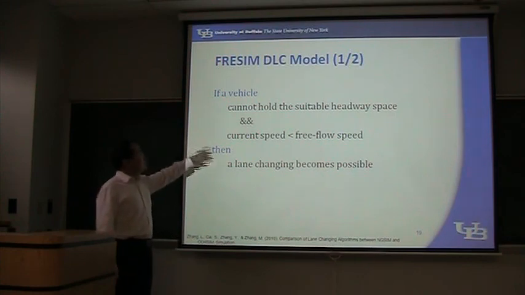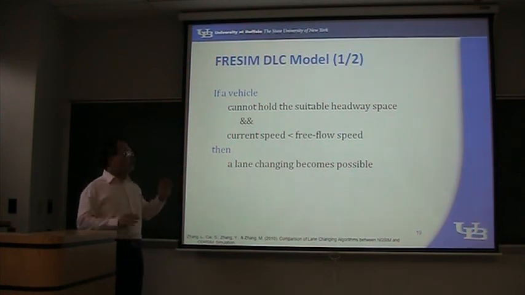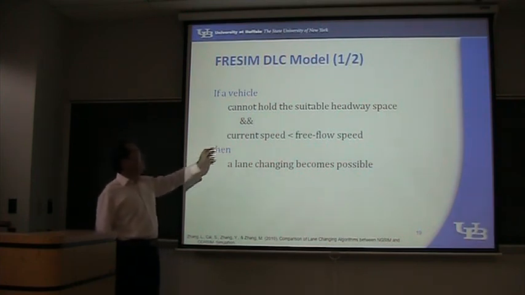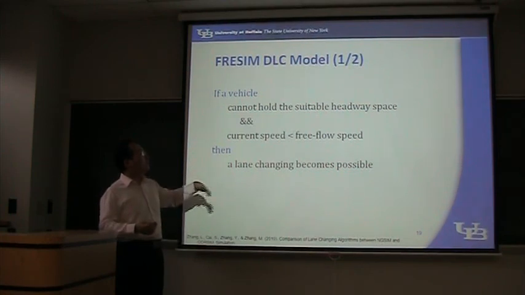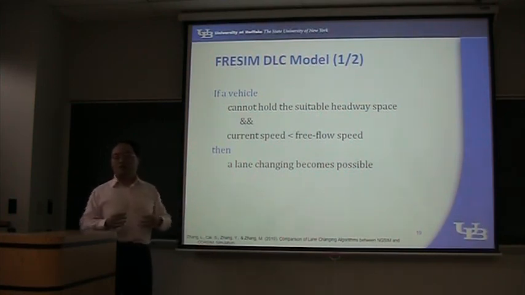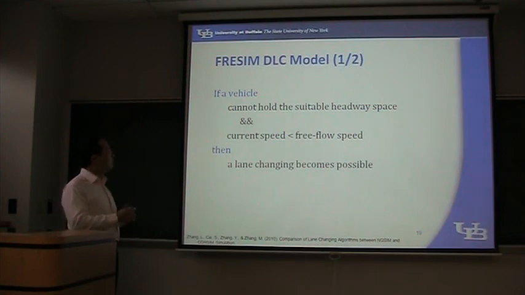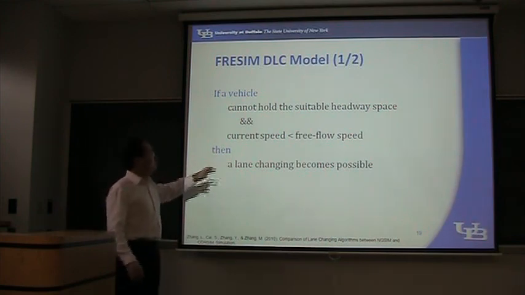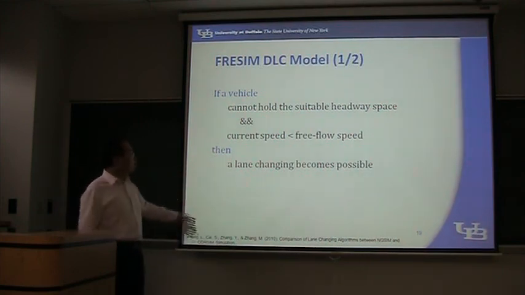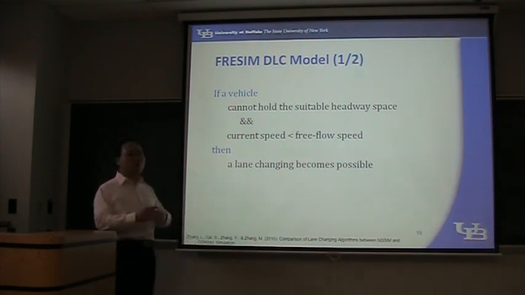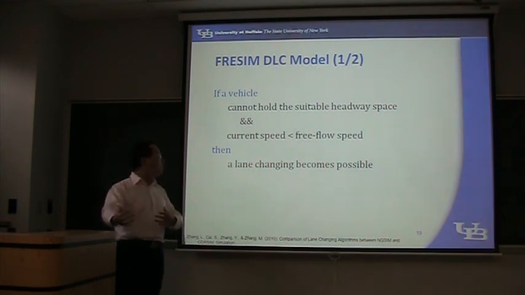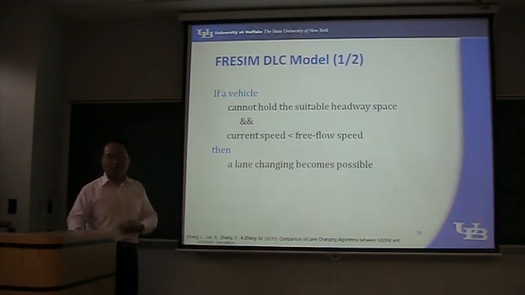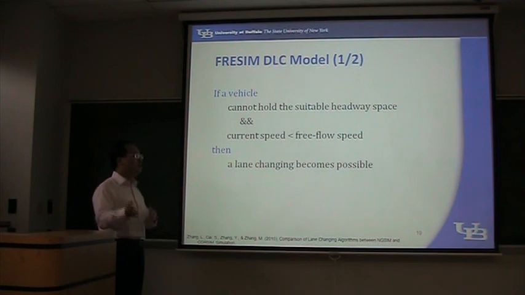It has two parts. The first part is the necessary conditions for lane changing. So if a vehicle cannot hold a suitable headway space, where the suitable headway space is defined in the car following model, and the current speed is less than the free flow speed, then the vehicle has the potential to make a lane change. So the headway is not enough, and the speed is less than the free flow speed, then I probably will make a lane change.